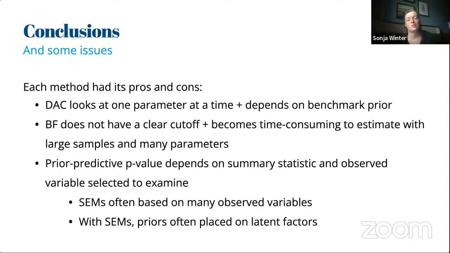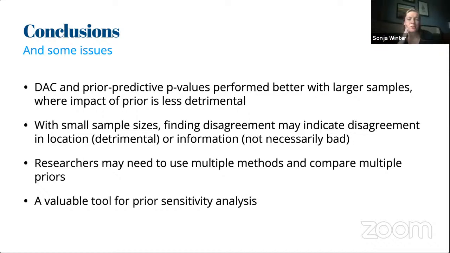The Bayes vector doesn't have a clear cutoff, so researchers will have to justify which cutoff they use if they use one. And the prior predictive p-value, I think there's a lot of things to play with there, but that can make it overwhelming because you have to figure out the summary statistic that you want to look at. You have to figure out which observed variables to focus on. And when we estimate structural equation models, you often have many observed variables, and your priors are often placed on latent factors instead of directly on some parameter that has something to do with our observed variables. So it can be difficult to think about how those priors would translate into something that we can measure in our prior predictive samples.